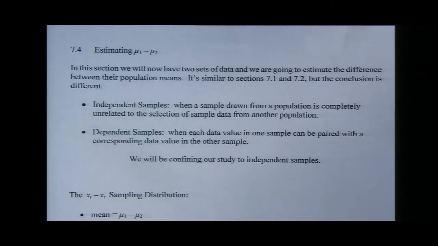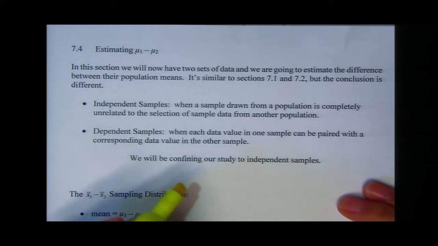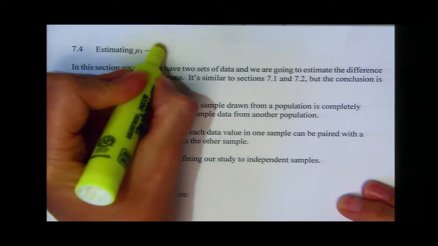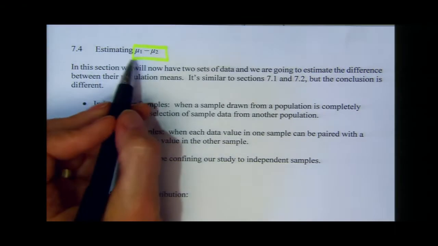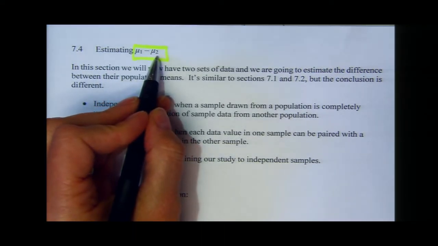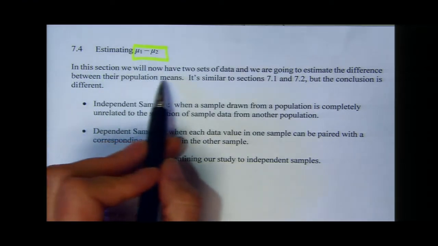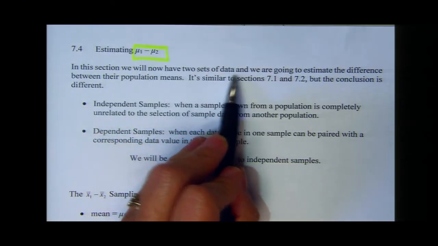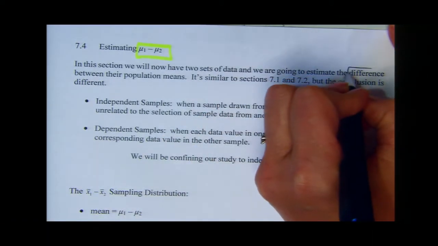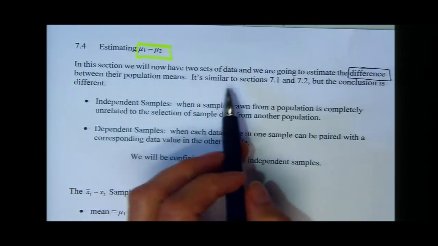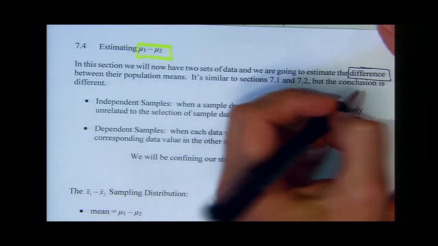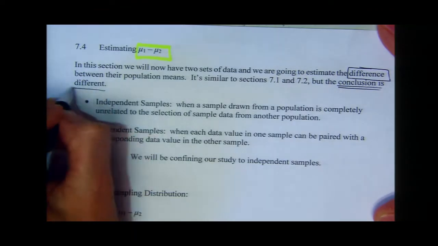In 7.1 and 7.2, we estimated mu. But if you'll notice now, we are going to be estimating mu1 minus mu2. So that tells me I have two populations. Mu1 would be population 1 and mu2 is population 2. So in this section, we will now have two sets of data, and we are going to estimate the difference between their population means. It's similar to 7.1 and 7.2, but the conclusion is different.